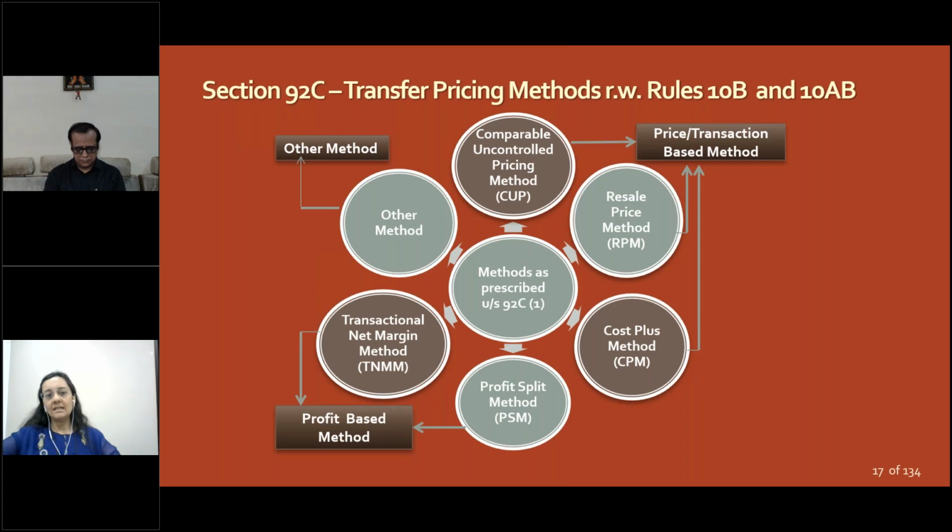So you'll see that in this chart that I've shown, the CUP, RPM, and CPM are price-based or transaction-based methods, which means that a transaction by transaction analysis can be done, or a price to price analysis can be done, whereas the TNMM and the profit split method are profit based methods, in which only the profit comparison has to be done. And the other method is the latest addition to our law, which is also a price based method.